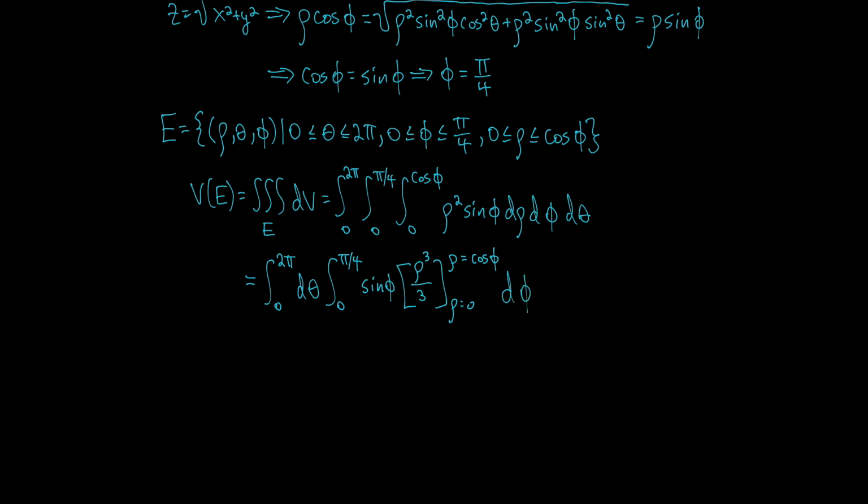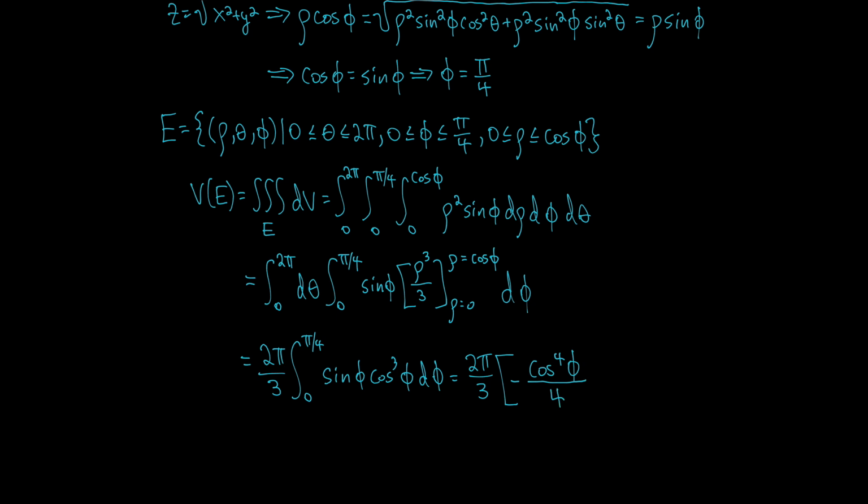d phi, and that's just 2 pi over 3 times the integral from 0 to pi over 4 of sine phi cosine cubed phi d phi, which is 2 pi over 3 times minus cosine to the 4th phi over 4. Quick substitution, and we do that from 0 to pi over 4, and we just get pi over 8.